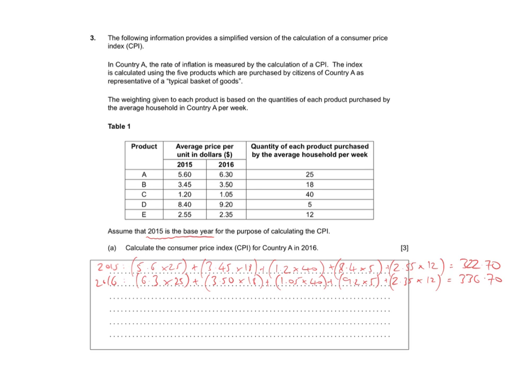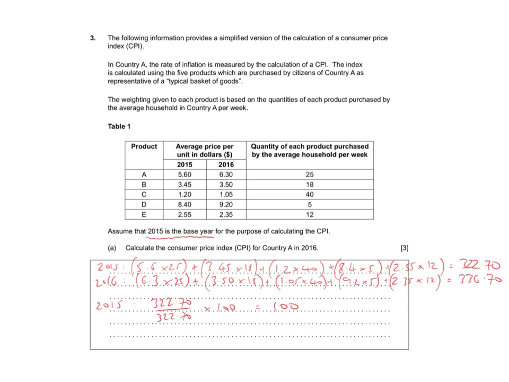2015 is the base year, so 2015 is going to equal 100. What's the easiest way of converting the 322.7 into 100? Well, it's to divide by itself and then times by 100. So 322.70. If we divide by 322.70, we obviously get 1, times 100 will give us 100. So there's our base year.